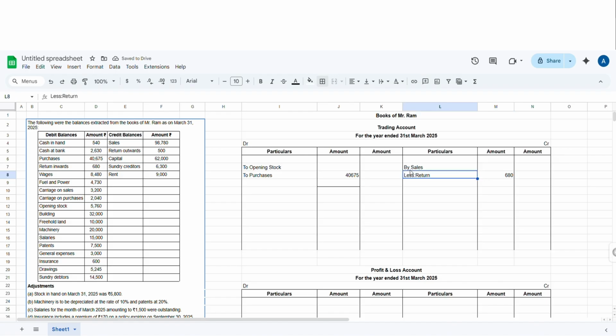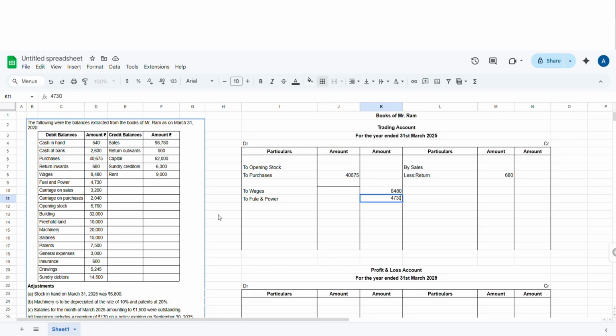Next we have wages. Wages is trading account debit side, to wages, because it is directly related to the business. How much? 8,480. Next we have fuel and power, that is related to manufacturing. So trading account debit side, to fuel and power 4,730.